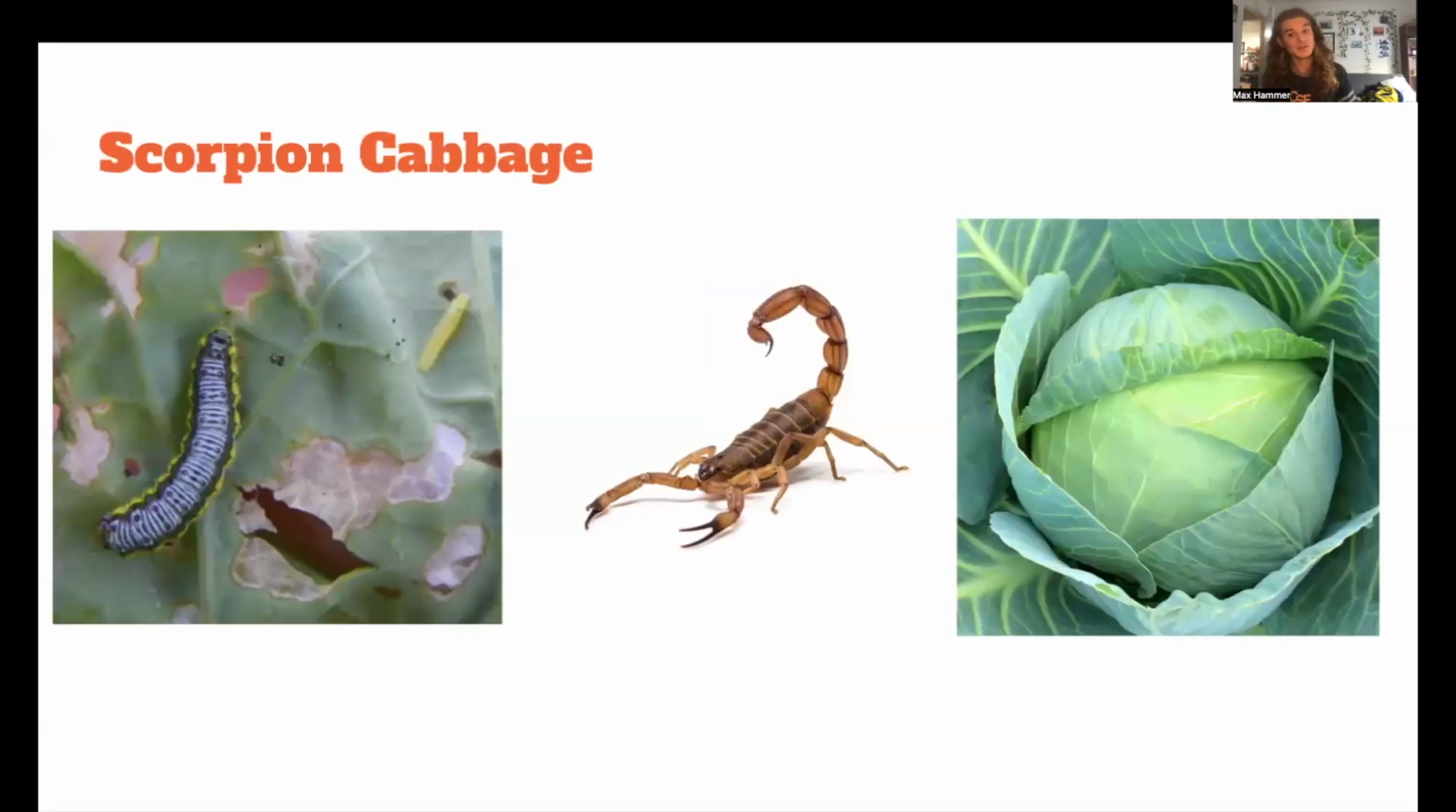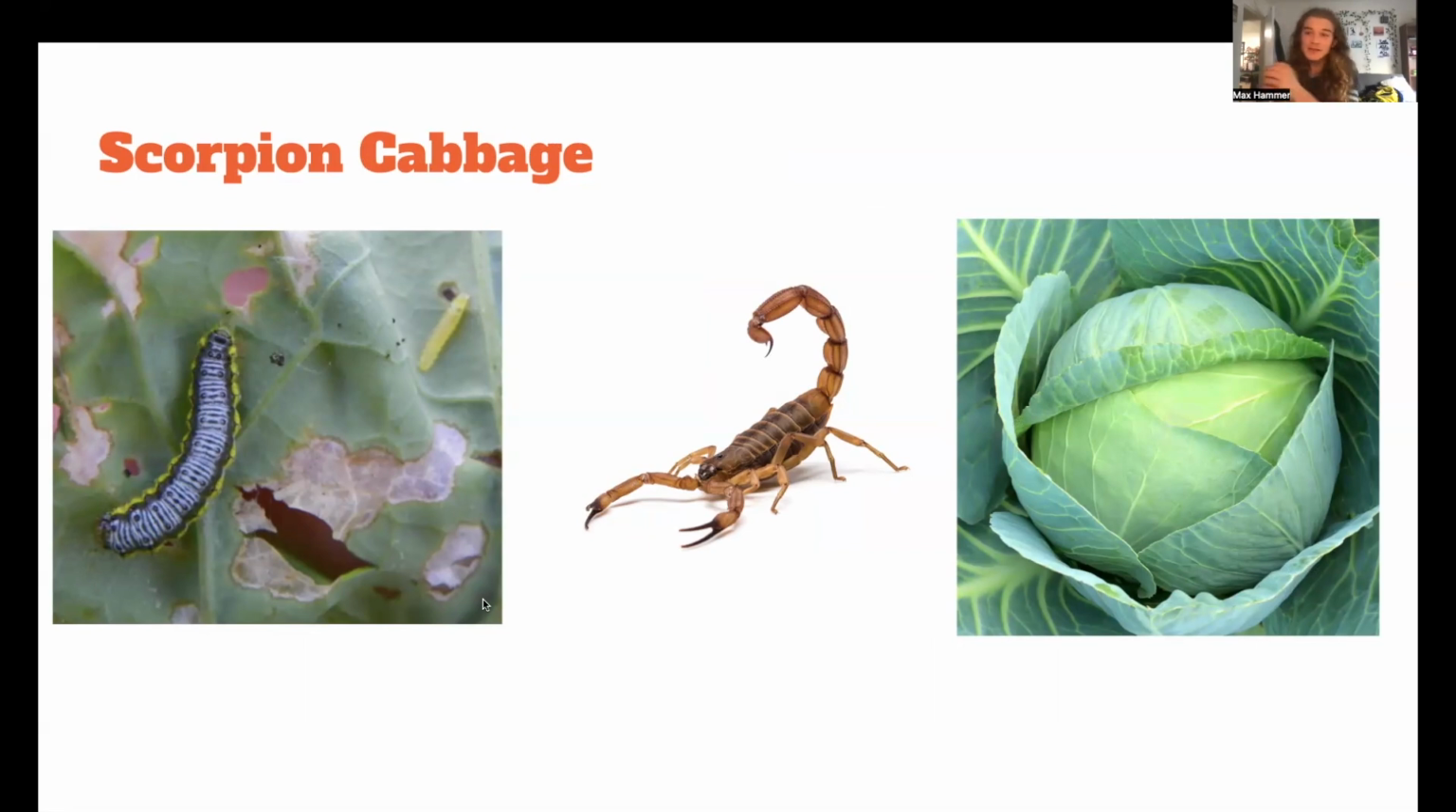This is quite possibly my favorite. Well, no, this is my second favorite. My favorite one is still yet to come. But this is a GMO called scorpion cabbage, which is a species of cabbage that originally farmers were really struggling to grow because all of these caterpillars would come and eat it all up.